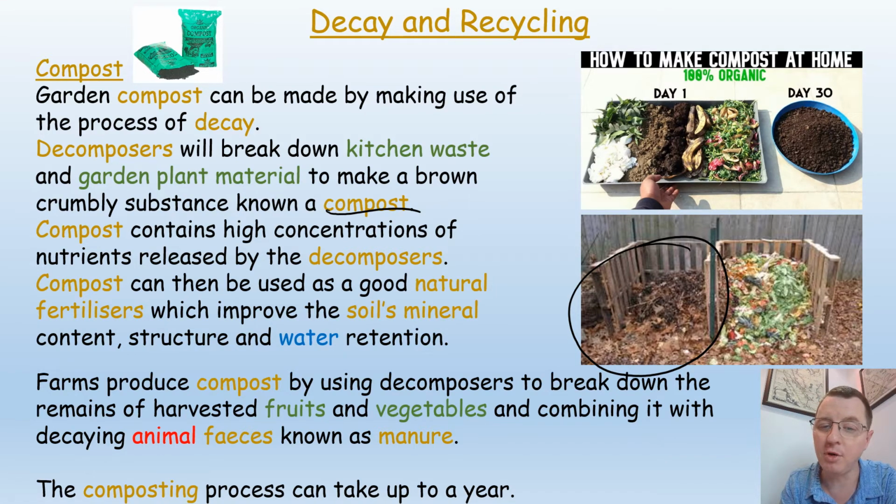Farms produce compost by using decomposers to break down the remains of harvested fruit and vegetables and combining it with decaying animal feces known as manure. These decomposers can be organisms such as worms or beetles, or microorganisms such as bacteria or fungi. And the composting process can take up to an entire year.